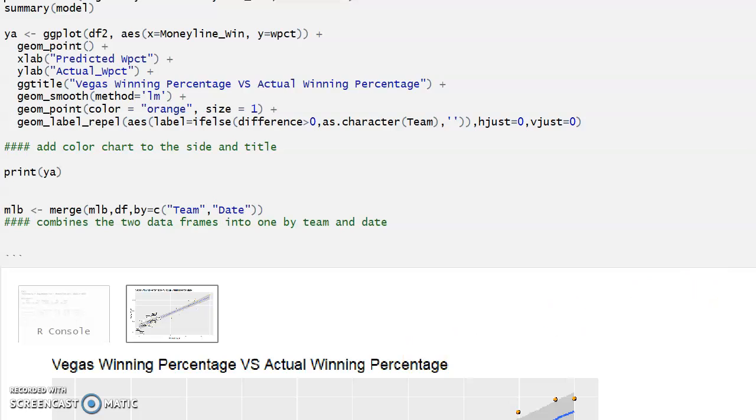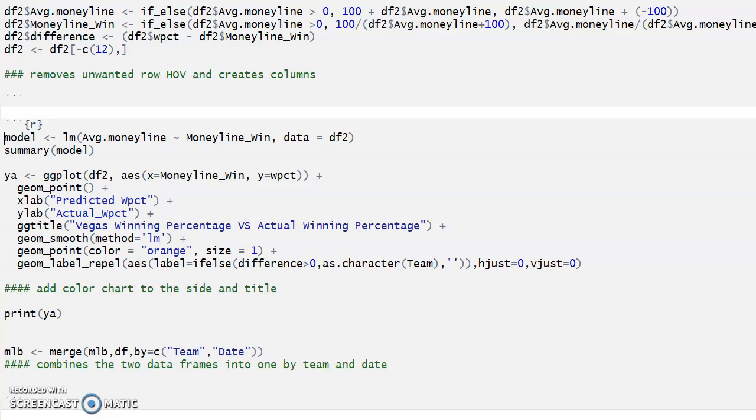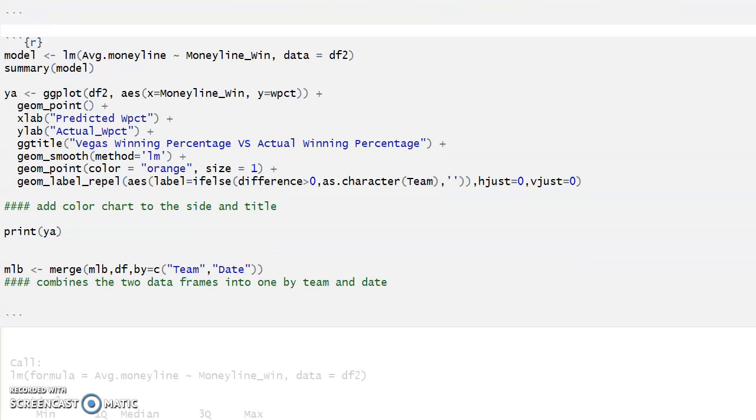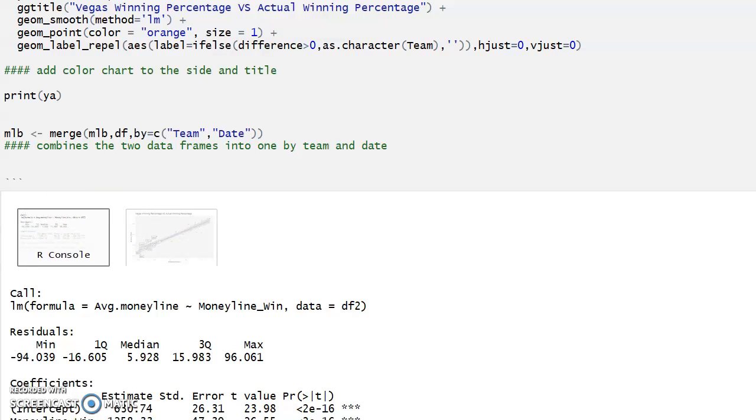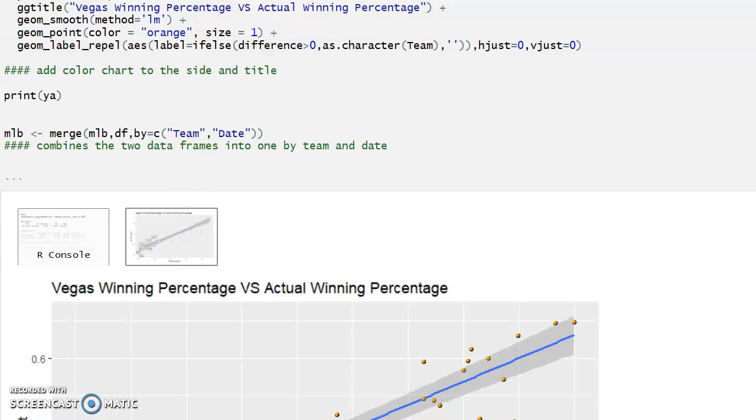So I'll run it right now. It's already there, but just to prove that you can run it. You can see right here it's a pretty well fitted line. We could determine this if we look at the summary of it as well. Vegas kind of knows what they're talking about. They have a pretty high R squared, 96, which is very confident. So that shows that they're going to be accurate most of the time.